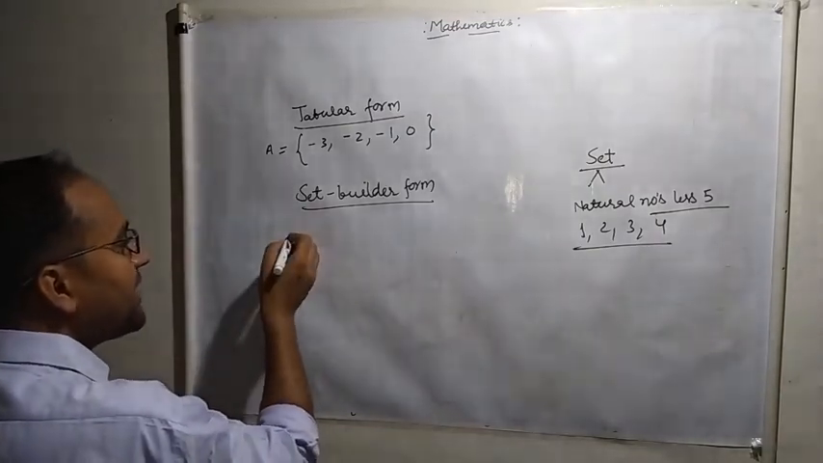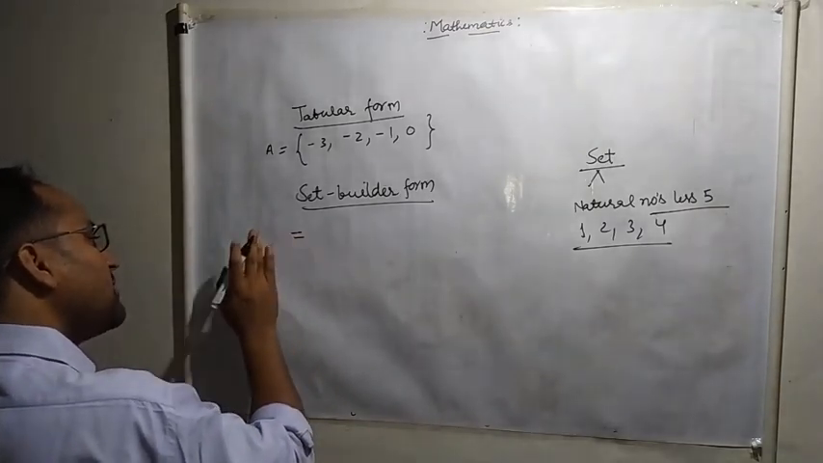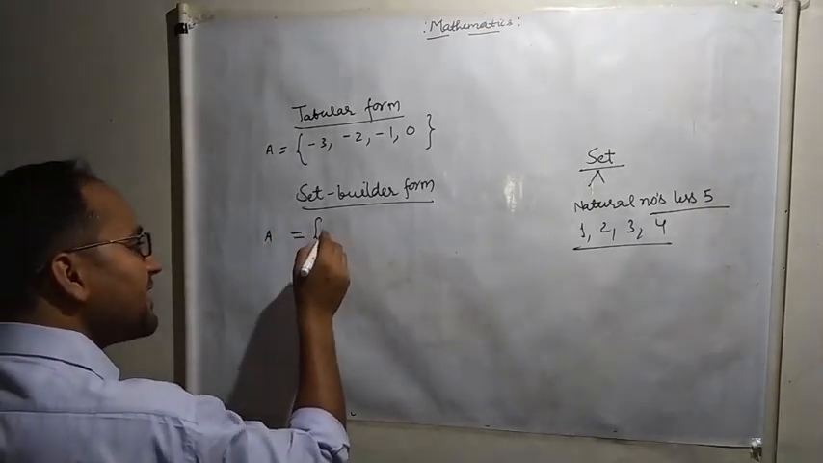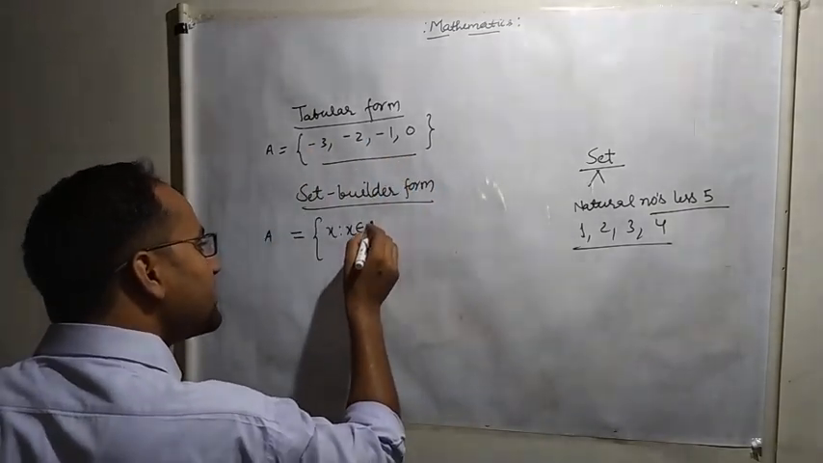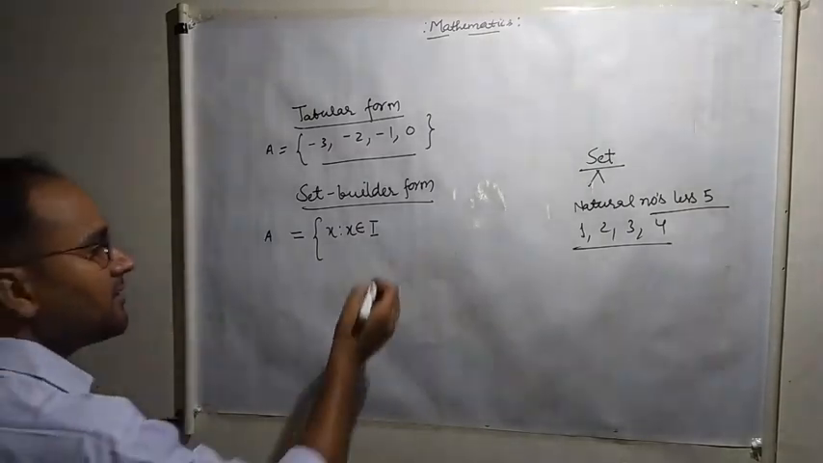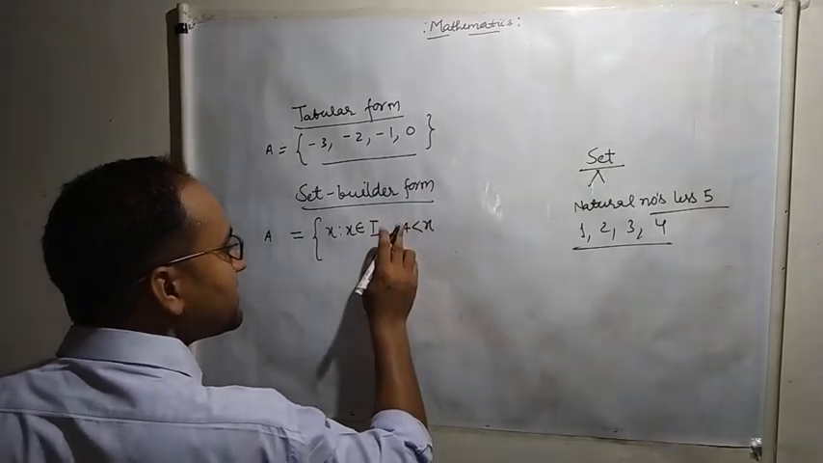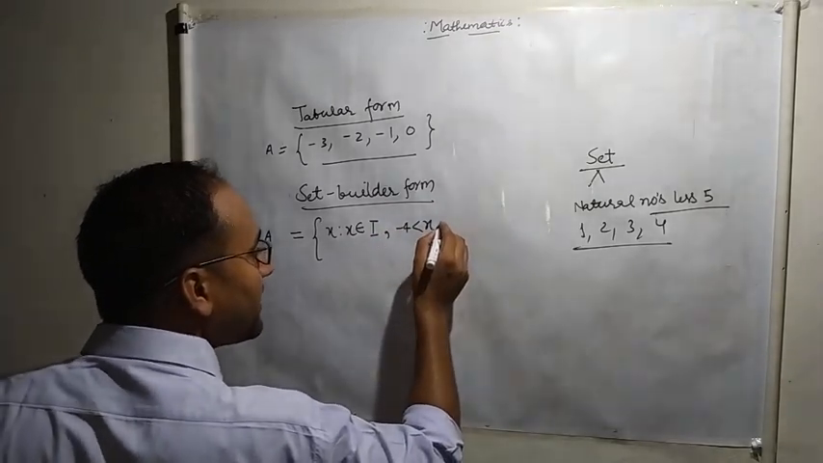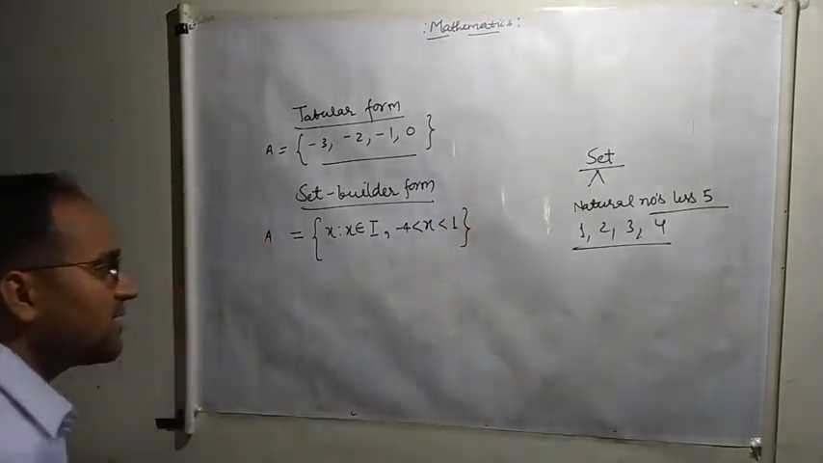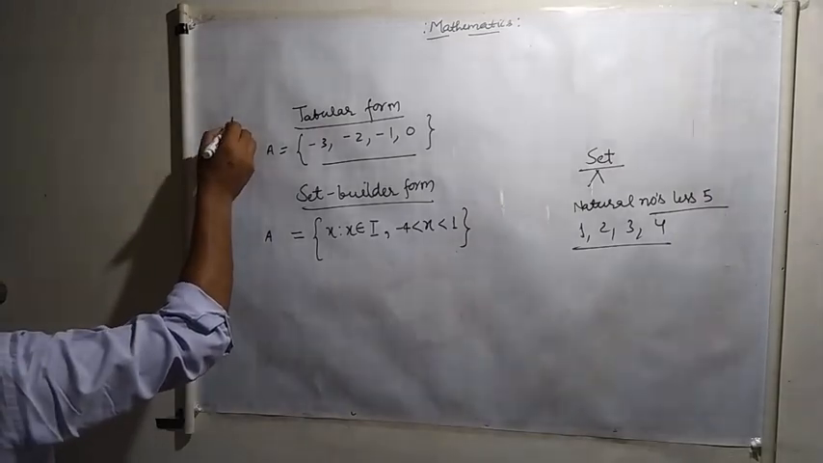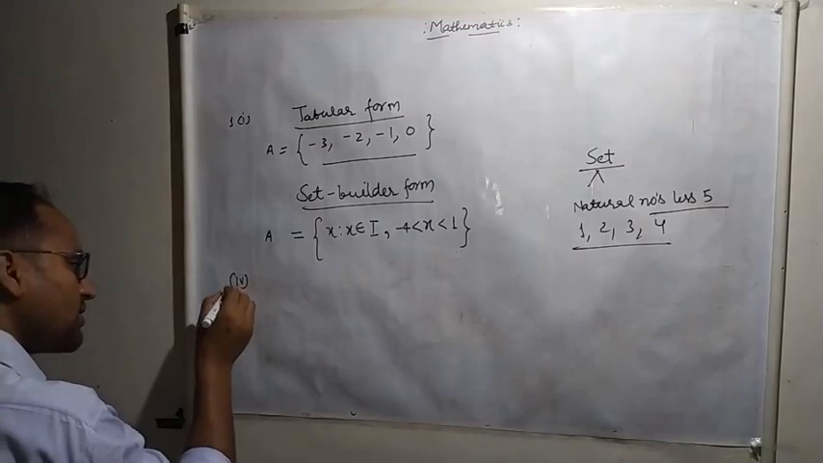And how will you write this in set builder form? In set builder form, the same information, I am going to write as {x : x belongs to integer. Integer is represented by capital I, where x is greater than -4 and less than 1}, and close the curly bracket. This one is your first question.